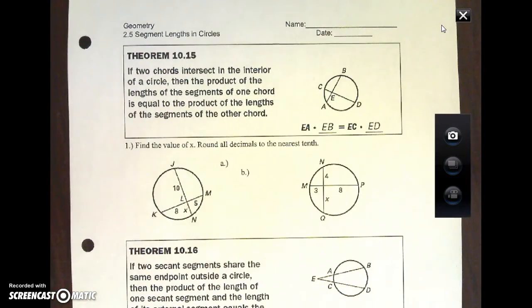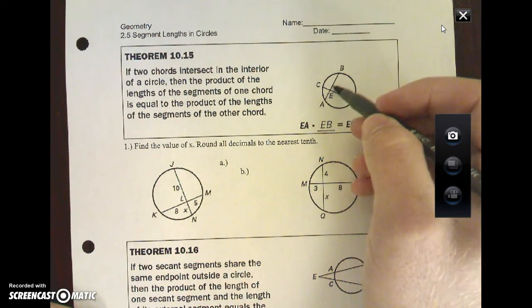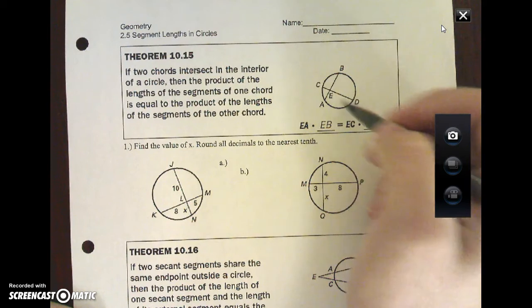Here we go. If two chords intersect in the interior of a circle, then the product of the lengths of the segments of one chord is equal to the product of the lengths of the segments of the other chord. Real simple. You can take a piece, EA times EB, and make that equal to a little piece, CE, times the other little piece, ED. Simple as can be, right?